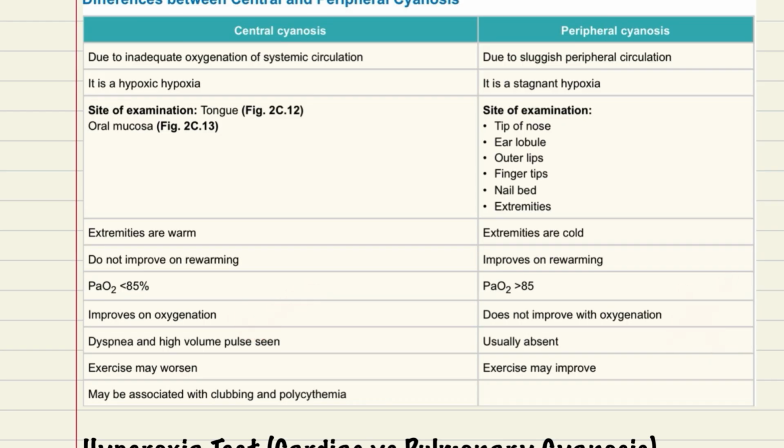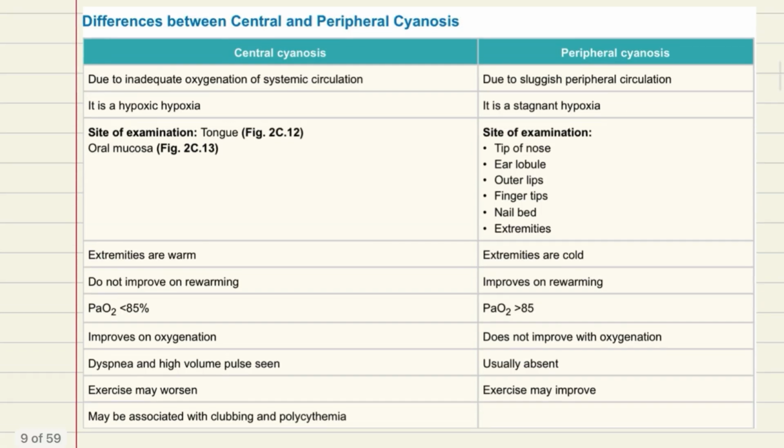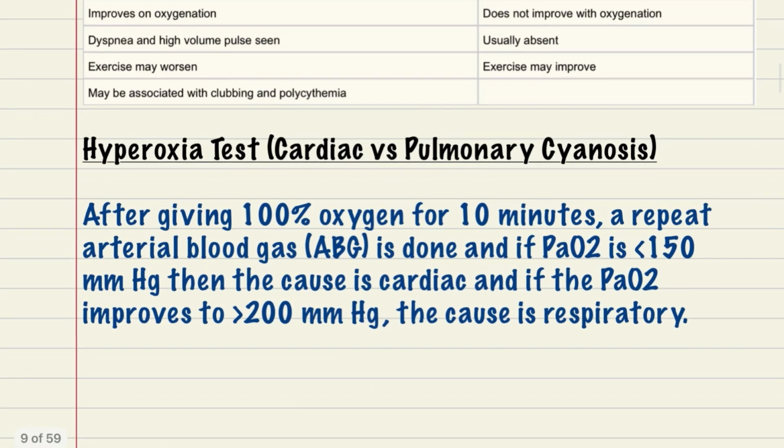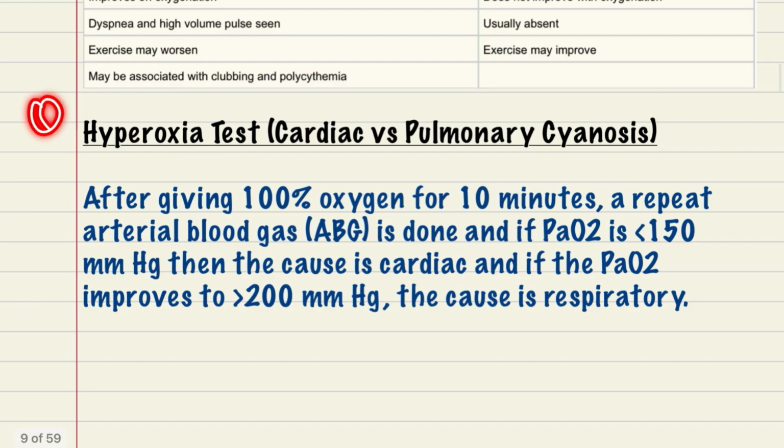In this case the high pulse volume or the dyspnea is seen, here it is absent. Exercise may worsen the central cyanosis, but exercise may improve the peripheral cyanosis, because exercise causes vasodilation and there is increased circulation, that is why it may improve in the peripheral cyanosis. Central cyanosis may be associated with clubbing and polycythemia. So, this was the difference between the central and the peripheral cyanosis.